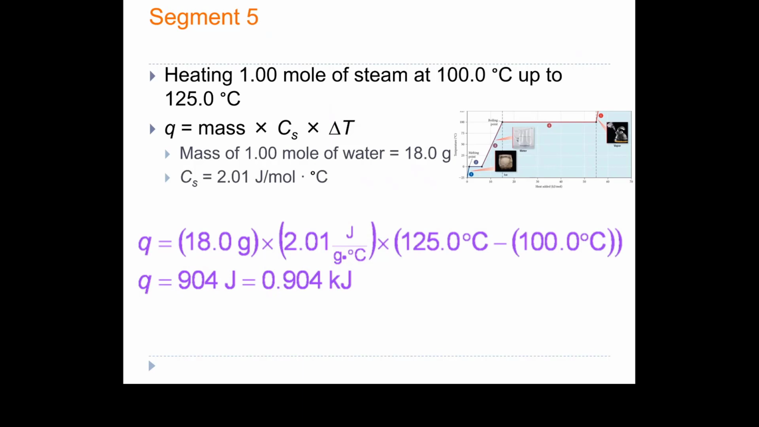So now if you want to know the total heat for the entire heating curve, from going from our ice at minus 25 to our steam at 125, all you have to do is go back and add the heats for segment 1, segment 2, segment 3, segment 4, and segment 5. Total up those 5 terms, and you'll have the overall heat for the process of going from ice at minus 25 to steam at 125 degrees C.